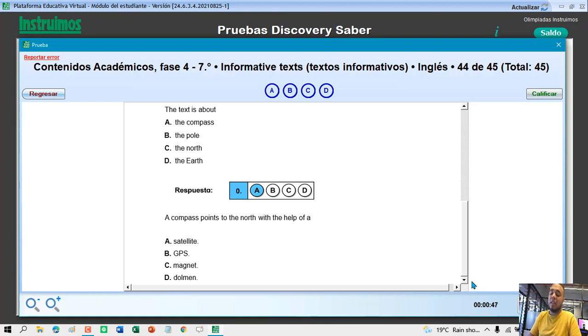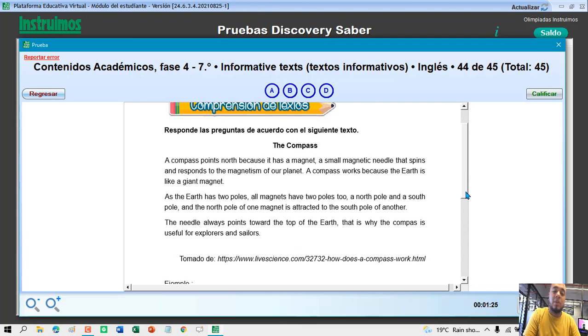Entonces tenemos un satellite que es un satélite, ¿cierto? Tenemos también un GPS que es el GPS que conocemos con Google o con Waze, ¿sí? También tenemos un magnet, ¿ok? Y también tenemos un dolmen. I don't know what a dolmen is, okay? I don't remember what a dolmen is. Okay, I'm going to look for it. Dolmen. Es como una piedra plana. Muy bien. Vamos a leer esa historia sobre el compás.